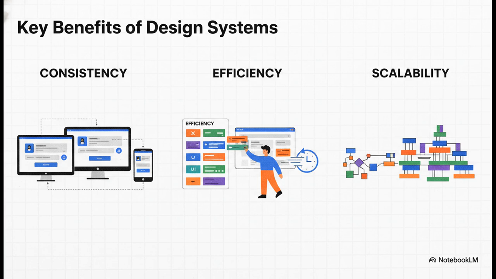First, you get consistency. Every single button, every form, every header looks and behaves exactly the same. That creates a cohesive experience, and that builds trust with your users. Second, you get a massive boost in efficiency. Your teams are building with pre-approved Legos, not reinventing the wheel every single time. And you know what that means? You ship features way, way faster.